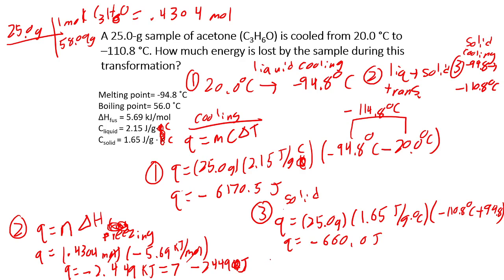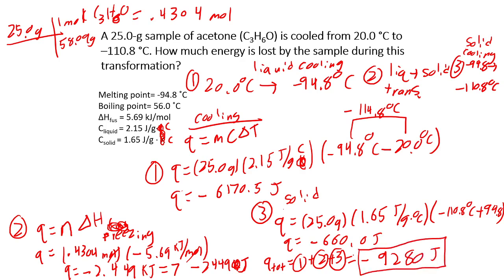So the final answer we want, Q total, is going to be equal to 1 plus 2 plus 3. We could also say Q1 plus Q2 plus Q3. So we add all those together: negative 6,170.5 minus 2,449 minus 660. I'm going to get, and I'm going to round it now, negative 9,280 joules. So this is the amount of energy lost by our sample of acetone if it's cooled from 20 degrees to negative 110.8.